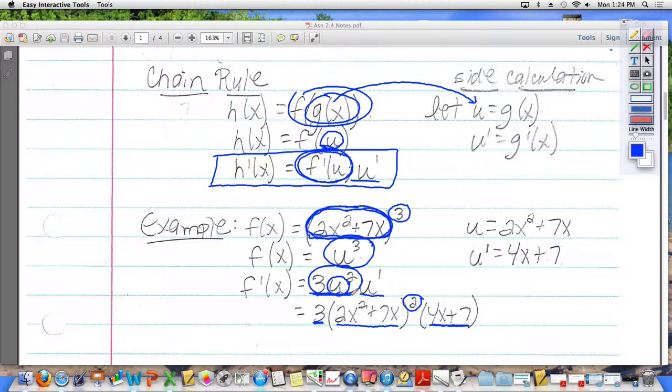Yes? So since you said we can just plug something in for x, can't you just do that for the top one too? For the top one, too. 2x squared plus 7x cubed.